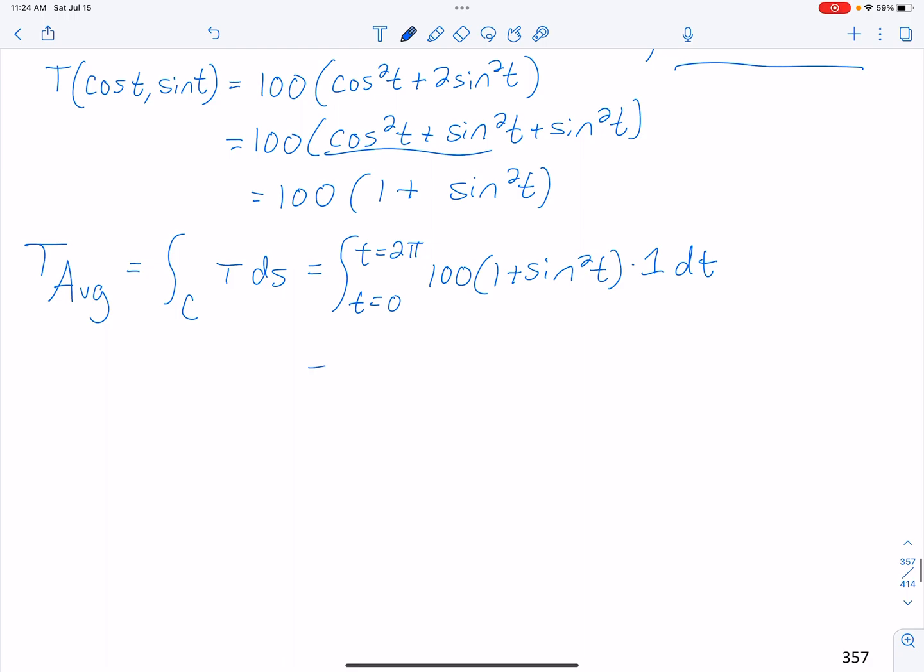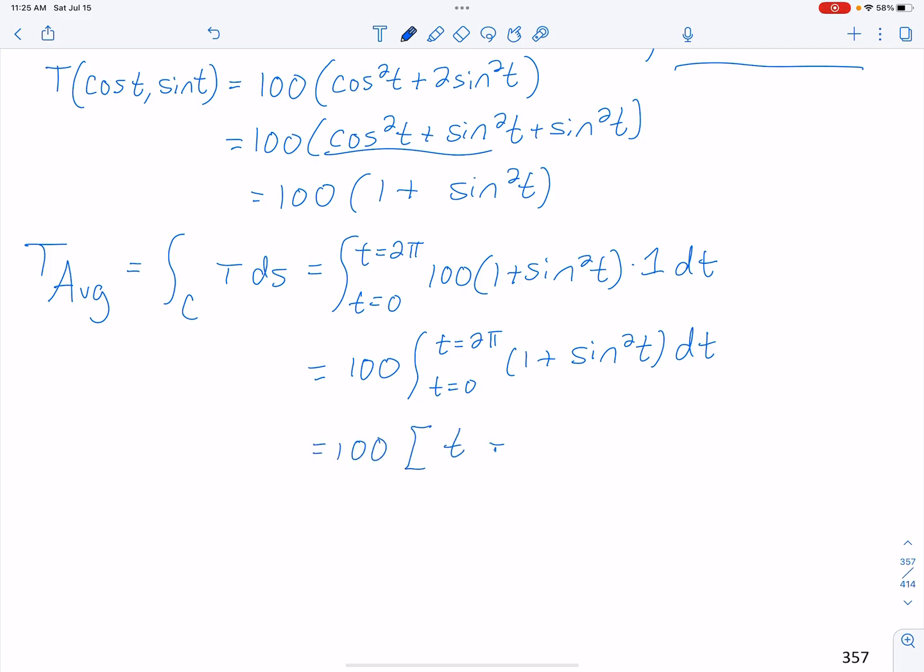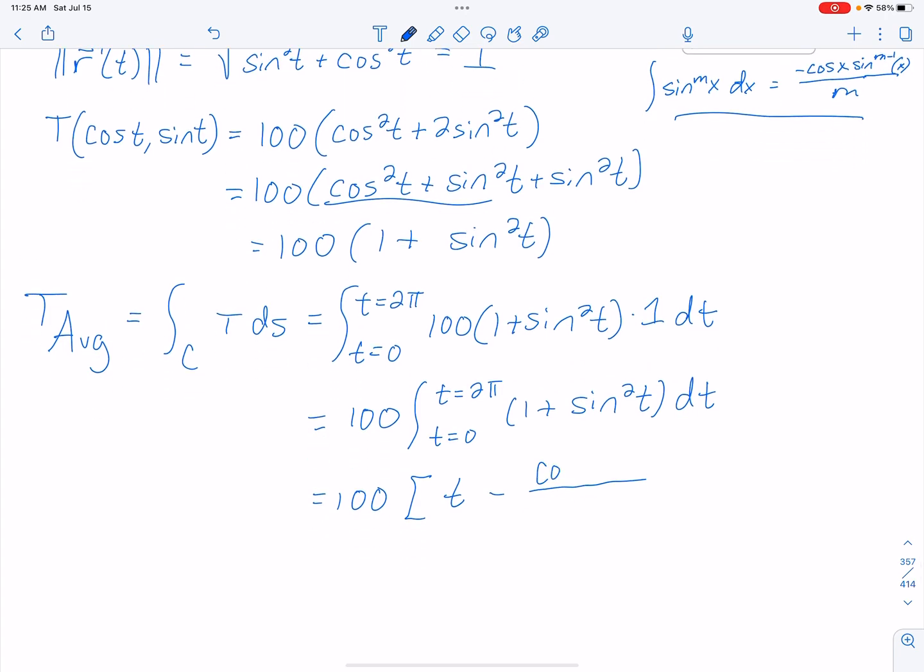All right, as you can tell, that turned into an extremely easy integral. We can factor out the 100. And then we still have 1 plus sine squared t dt. Let's go ahead and integrate that. The integral of 1 is t. Then we use the reduction formula here. I got cosine of t, and then sine to one less of the power, that's just sine of t, over m, which was 2, for t equals 0 to t equals 2 pi.